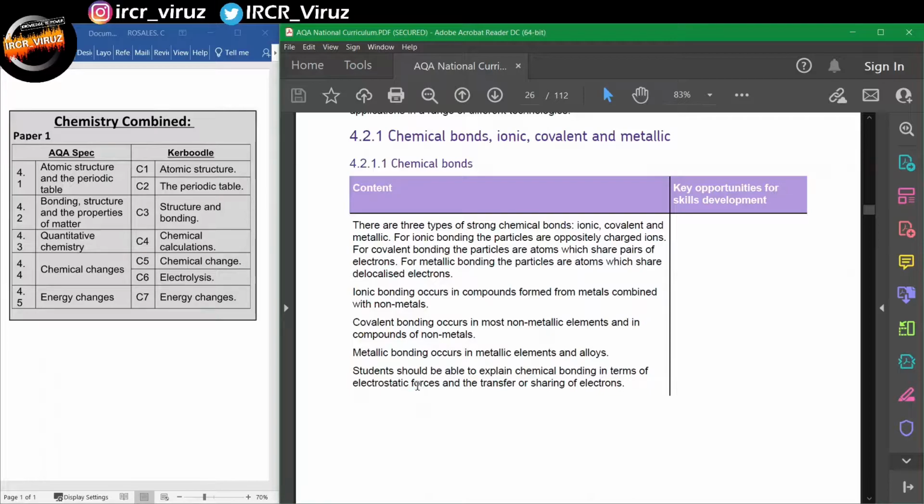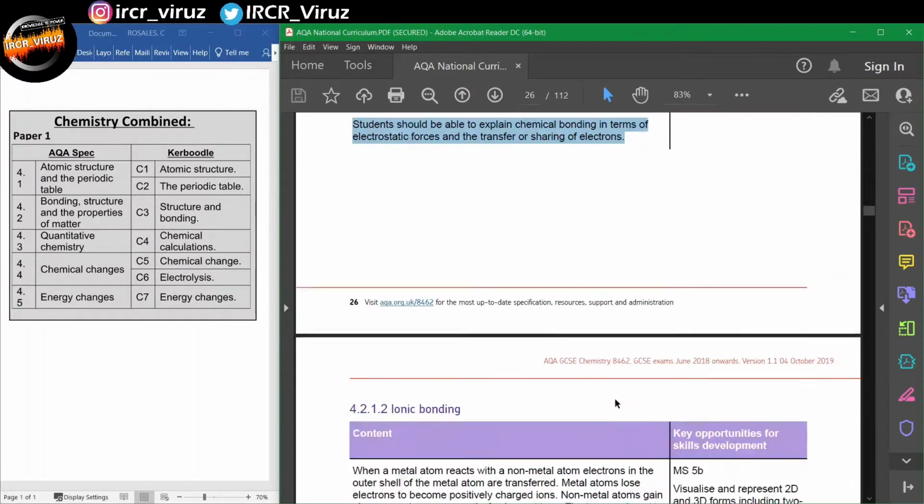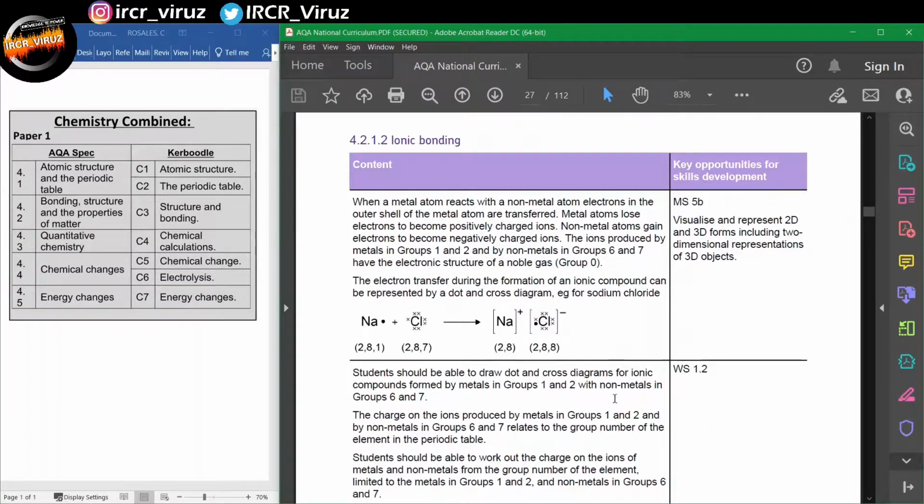Okay. Now you should be able to explain bonds in terms of bonding and electron sharing or transfer, how is it that bonding works? Okay, so that's one of the things you want to focus on, and that might very well be a 6-mark question. Okay, now when we scroll down here, we're looking at ionic bonding.